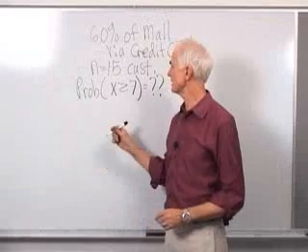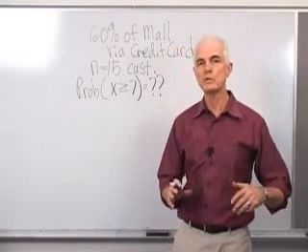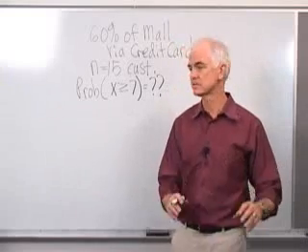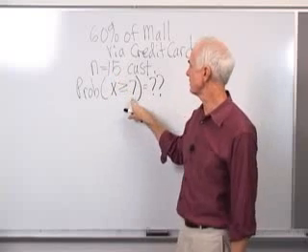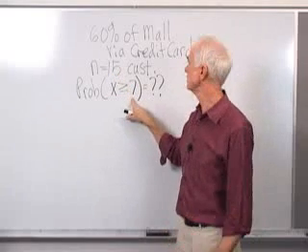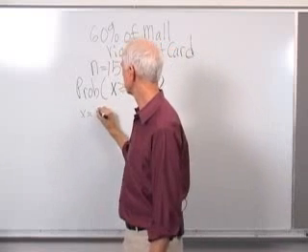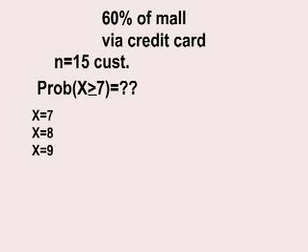In solving this particular problem, if we were to use the binomial probability formula, we would have to solve for one x at a time, because that formula can only handle one x at a time. Because there are 15 customers and we want the probability of getting 7 or more who use credit cards, we would actually have to solve this problem as x equals 7, x equals 8, x equals 9, and so on, all the way down to x equals 15.